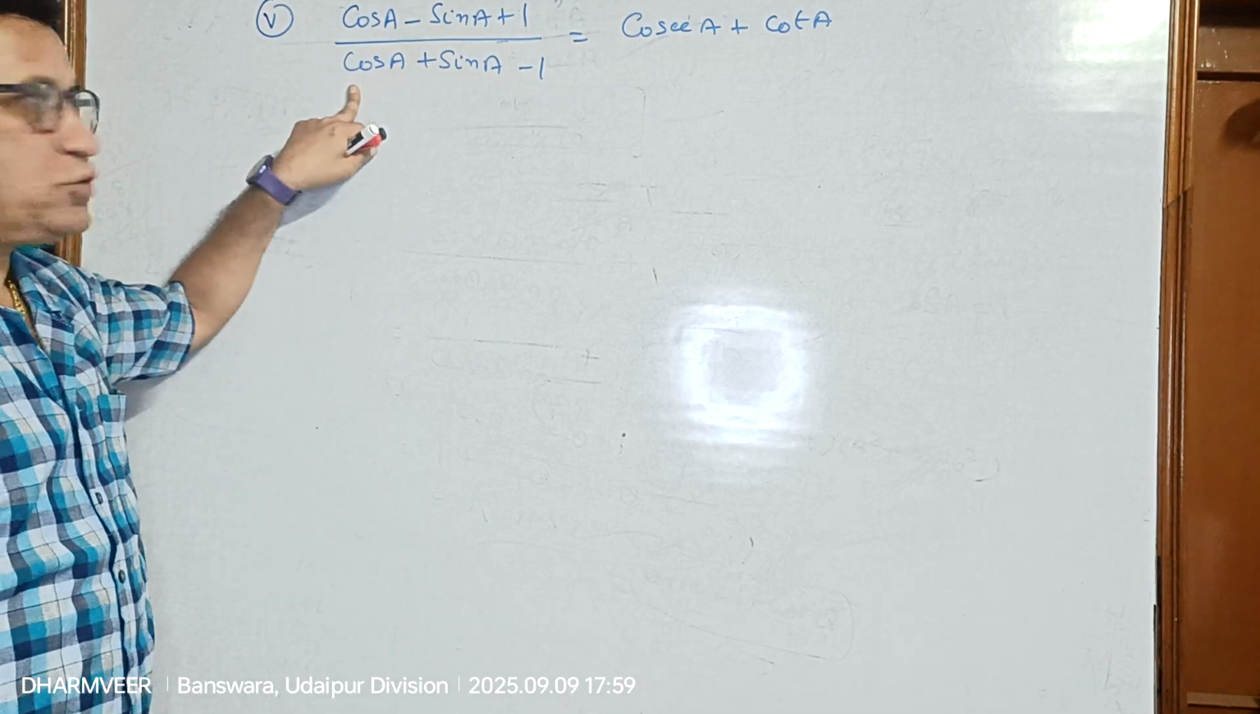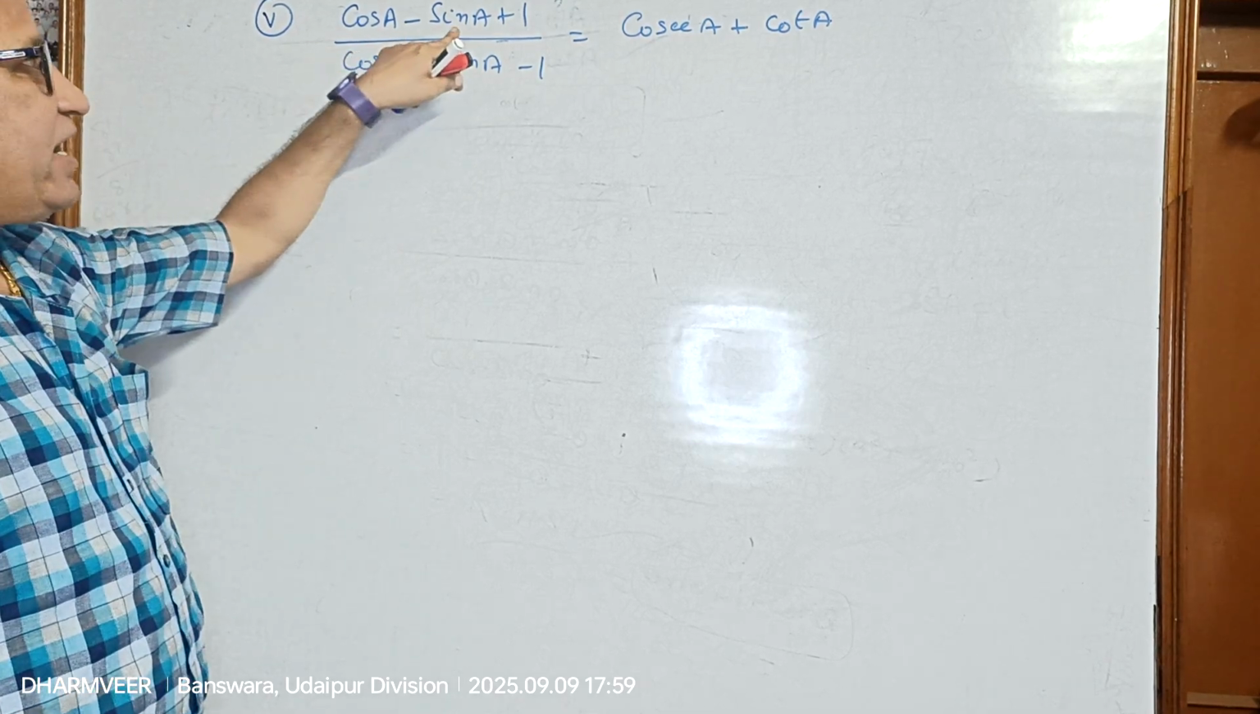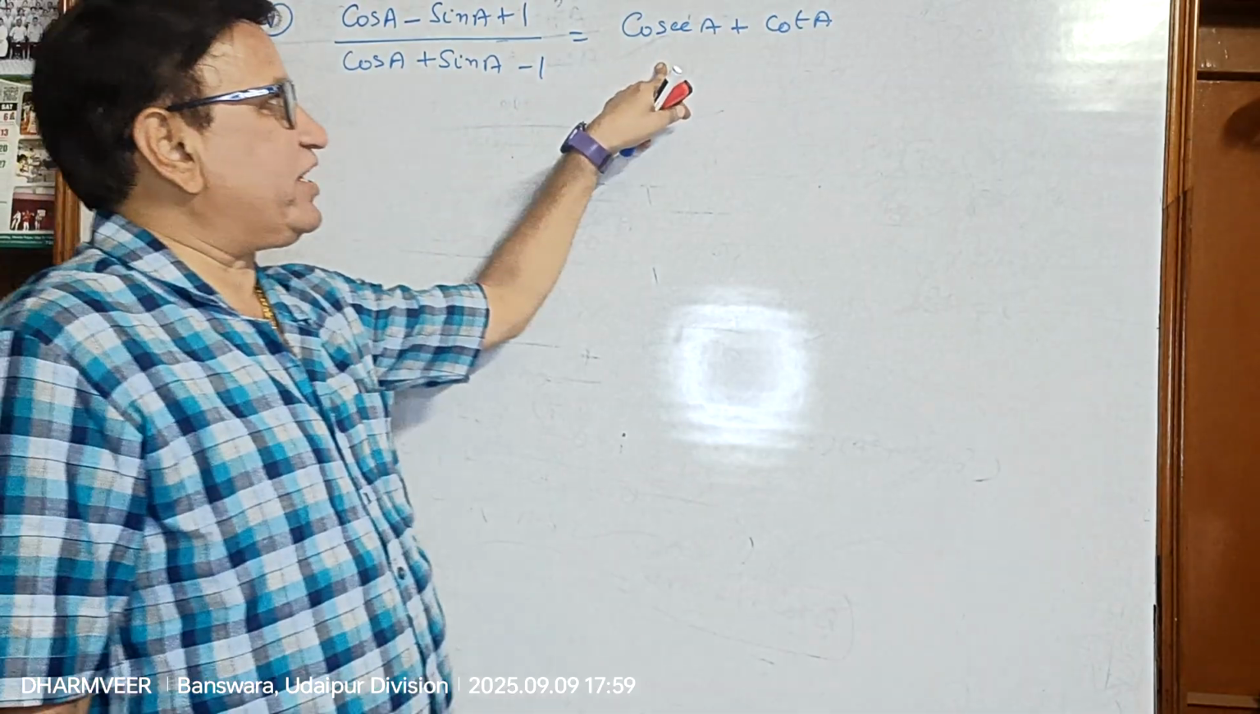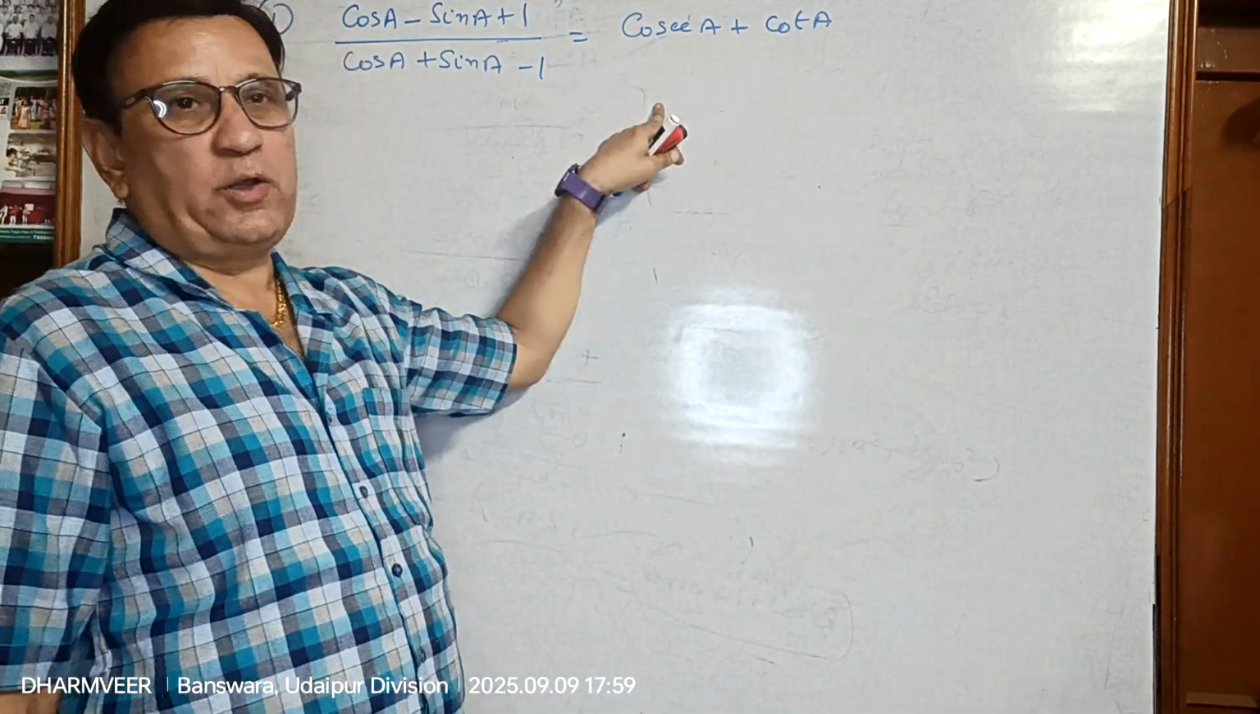Yeah. So now the next question is (cos A minus sin A plus 1) upon (cos A plus sin A minus 1) equals cosec A plus cot A. Now this is a very important question actually.